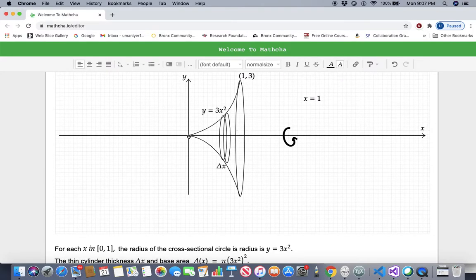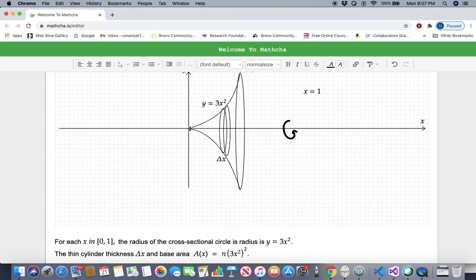Further, notice this point is (1, 3). Why? Because you are going until x equals 1. When I substitute x equals 1, I get y equals 3. So that's how we obtain that point. Notice, my solid is supported from 0 to 1.